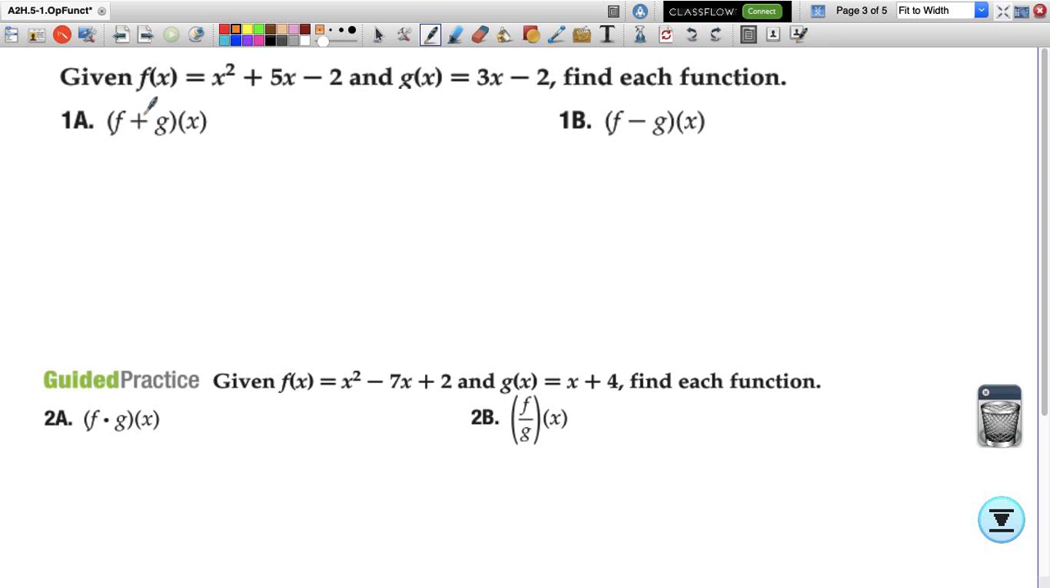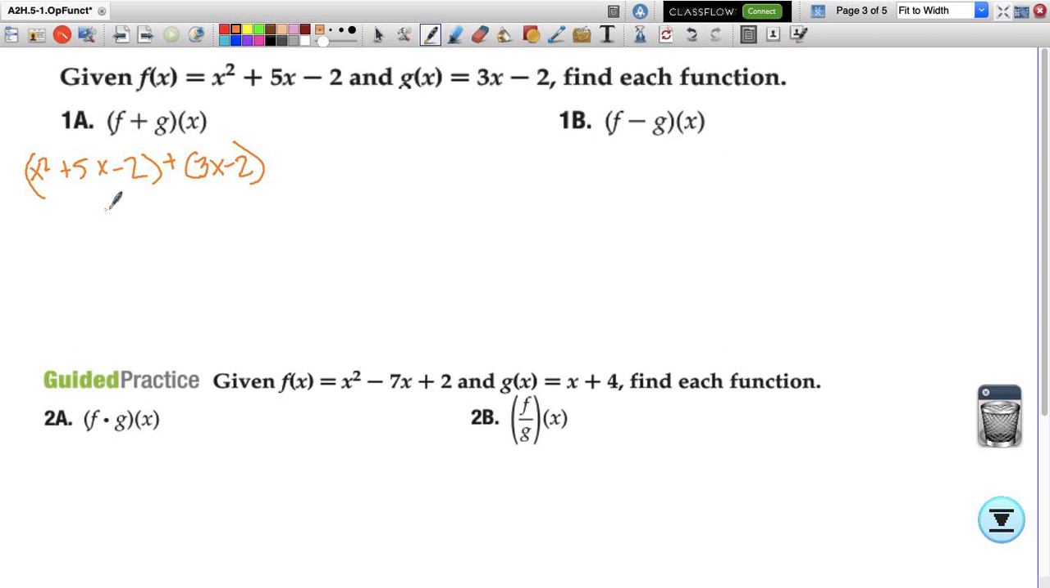Let's start by going over this problem. It says (f+g)(x), so I'm going to be adding my f and my g together. They both already have x's plugged in. So I'm going to start out with my first one, which is x squared plus 5x minus 2, and I'm going to add to it, and I really should have both these in parentheses, right, because they're more than a mono, 3x minus 2. When I add polynomials, I just combine like terms.